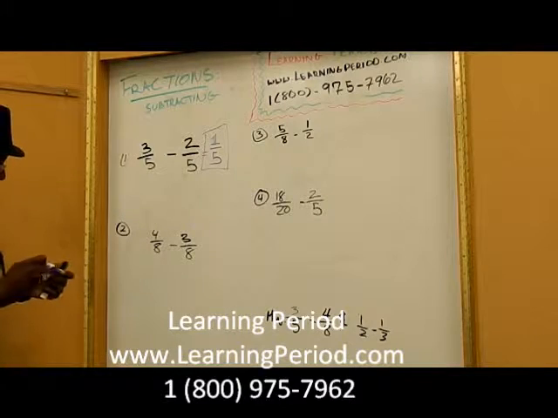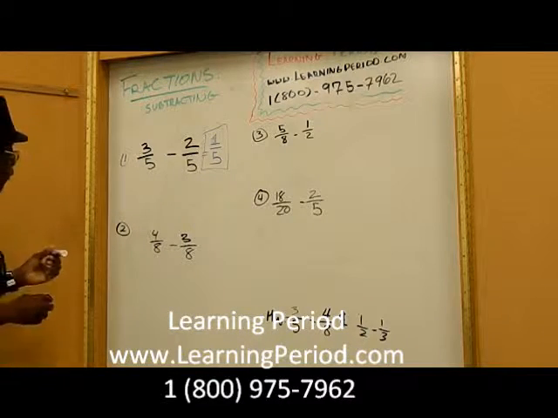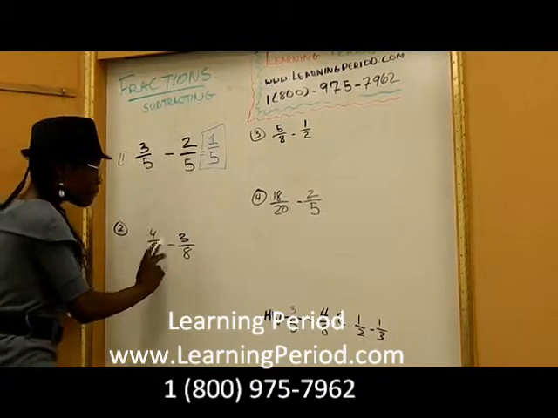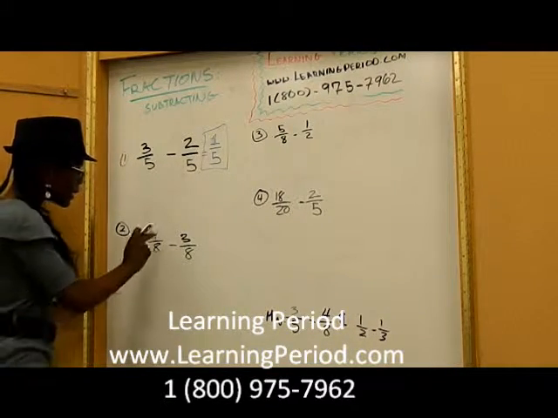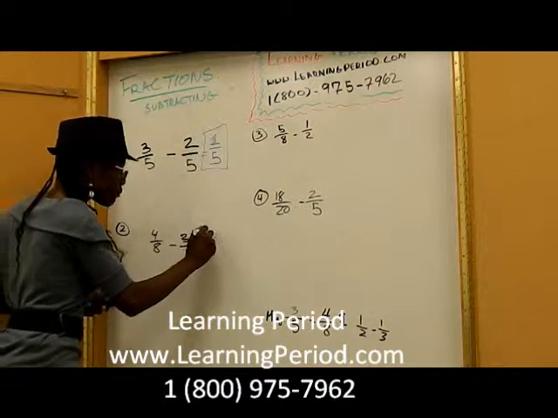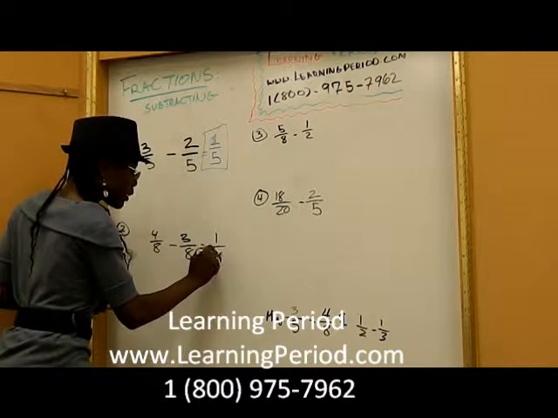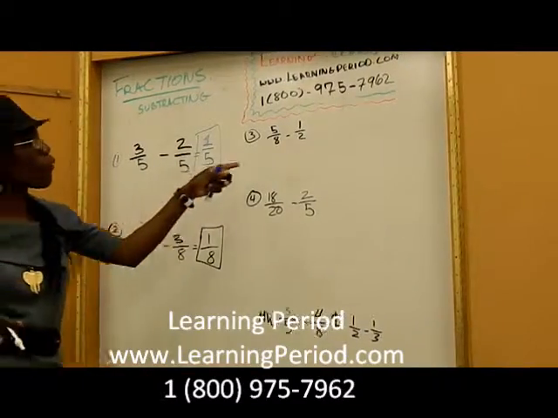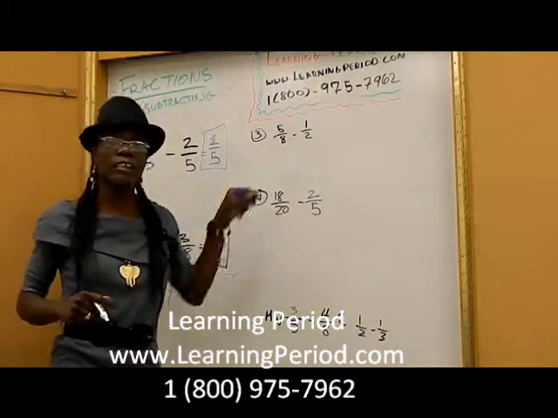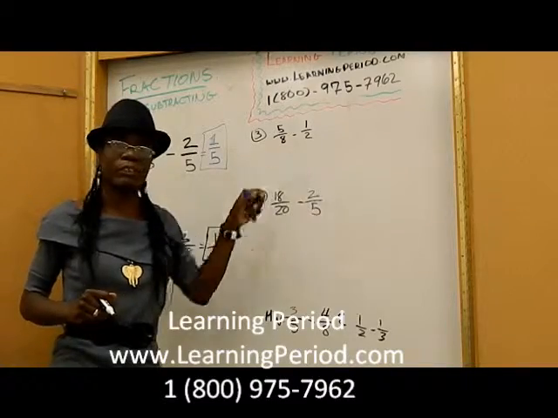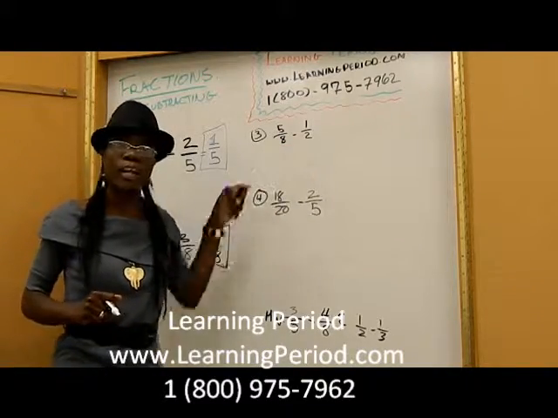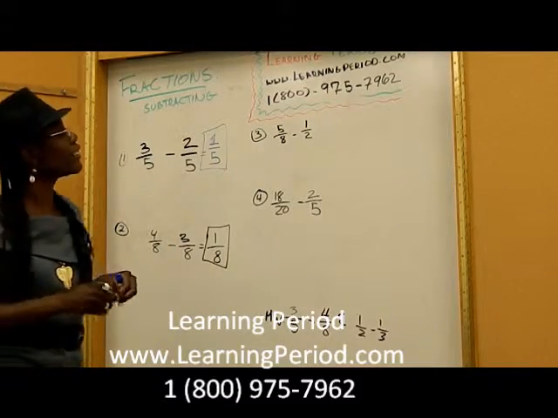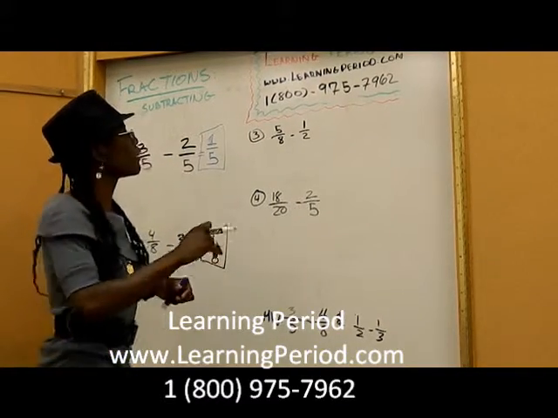1/5. Let's do another example. 4/8 minus 3/8. Notice we have the same common denominator. 4 minus 3 equals 1. We keep the common denominator. 1/8. What happens when we have two fractions that we want to subtract from each other that don't have common denominators? Then you need to find the common denominator and then subtract.